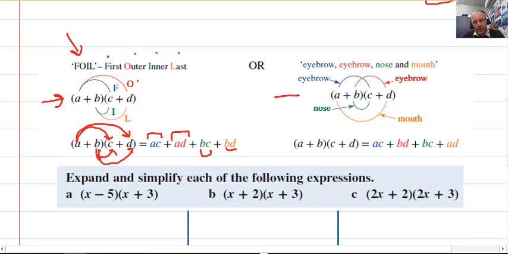The other way pretty much does the same thing. The eyebrow, nose, and mouth. All right, so eyebrow, eyebrow. 2 eyebrows, and it's like someone with a monobrow. They've got an overlapping eyebrow in the middle. You know what I mean? Eyebrow, eyebrow, nose, and mouth.